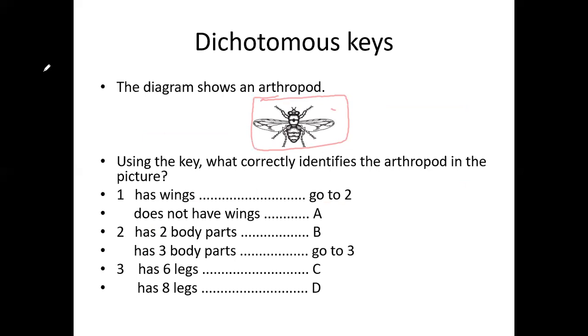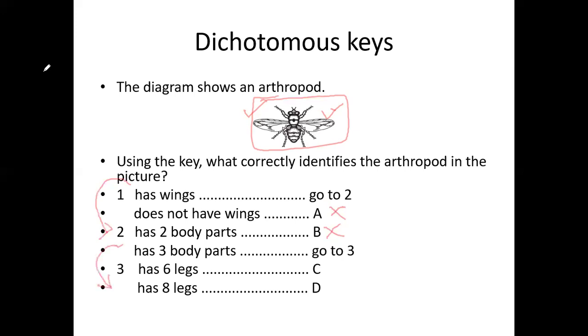It has two wings. Yes, number one, it has wings. It means if it does not have wings, it is A. If it has wings, then we have to move towards number two. So it has two wings, so we will move towards question number 2. Has two body parts? 1, 2, 3. It has three body parts. If it has two body parts, then its answer is B. So it has three body parts, then we have to move towards number 3.